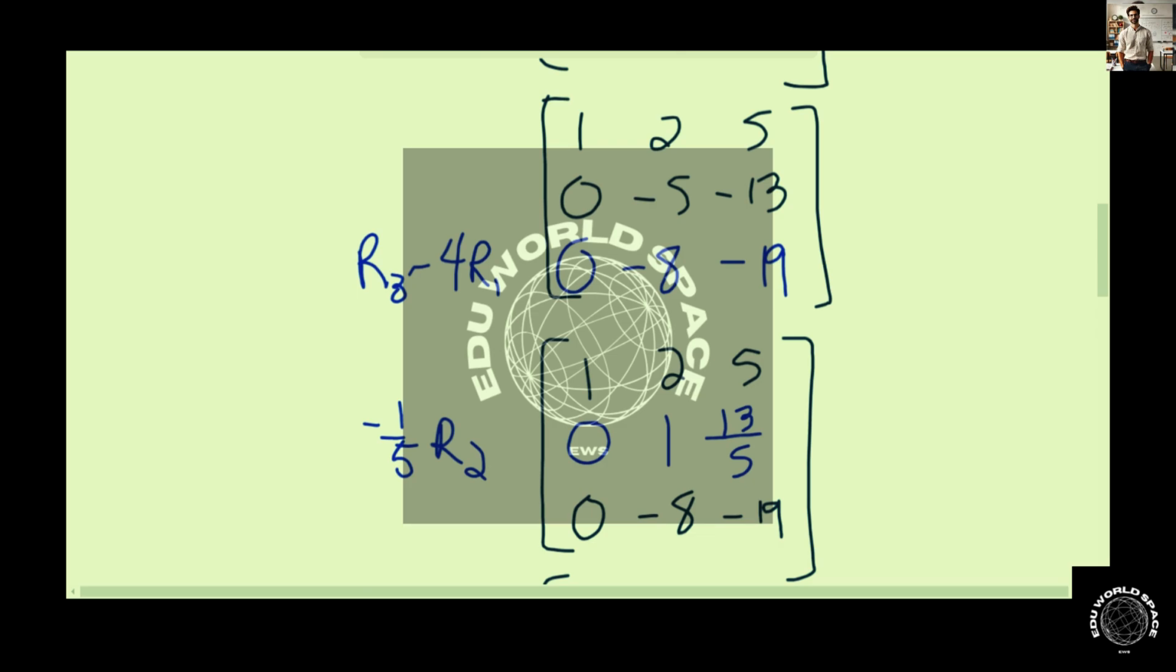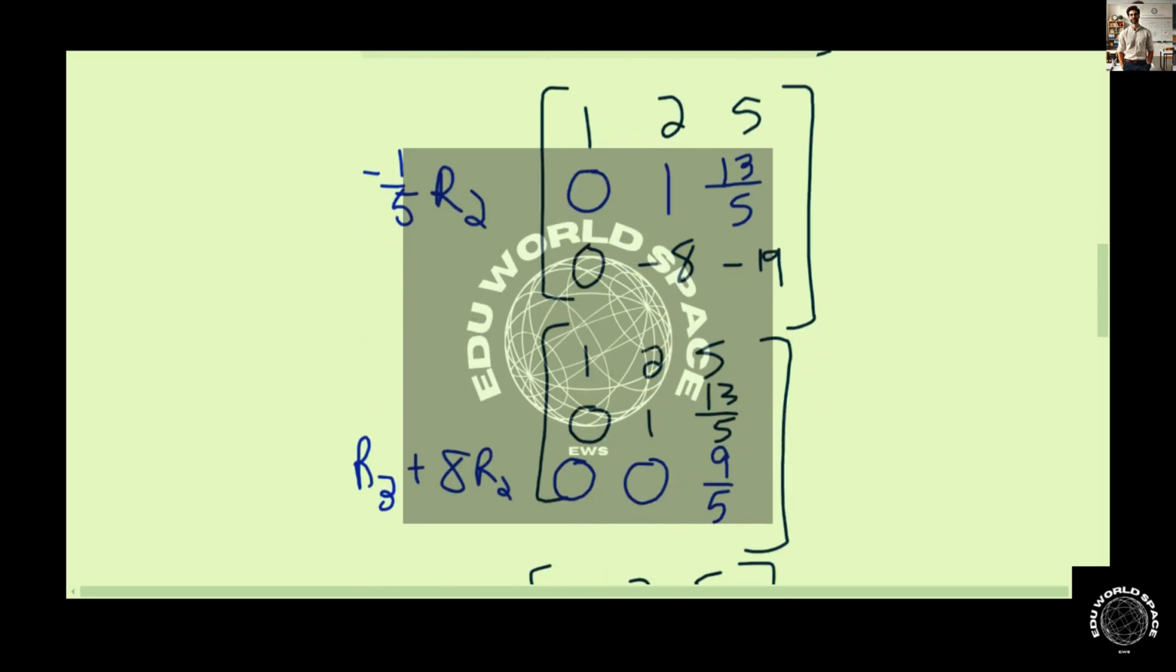Then we can get a 1 in row 2 by scaling row 2 by negative 1/5. Negative 1/5 times negative 5 is positive 1, and then it's positive 13/5. Rows 1 and 3 stay the same.